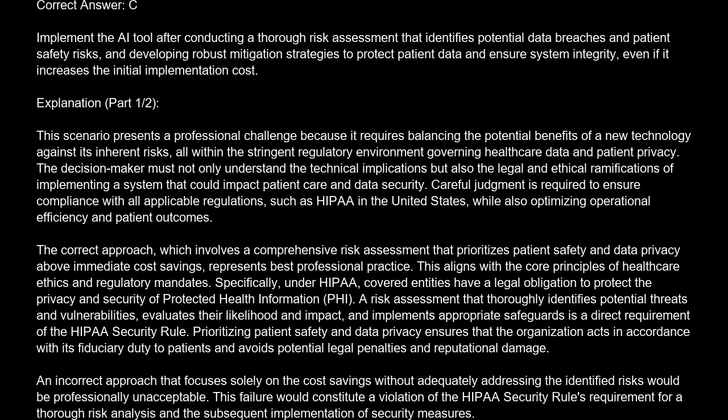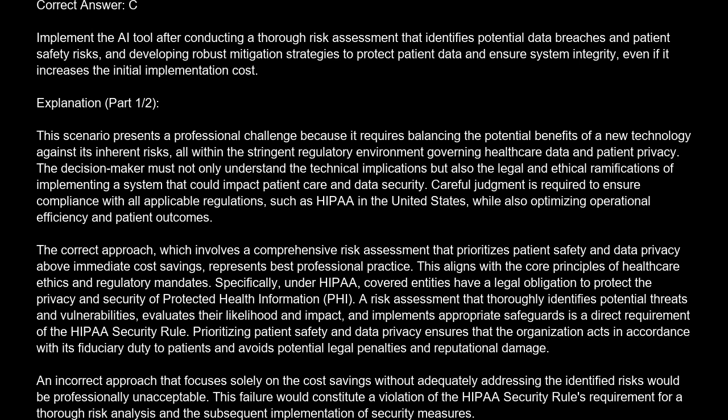The correct approach, which involves a comprehensive risk assessment that prioritizes patient safety and data privacy above immediate cost savings, represents best professional practice. This aligns with the core principles of healthcare ethics and regulatory mandates. Specifically under HIPAA, covered entities have a legal obligation to protect the privacy and security of protected health information.